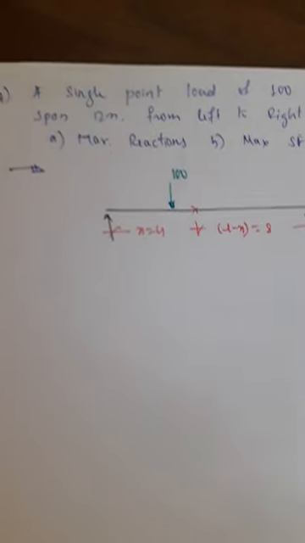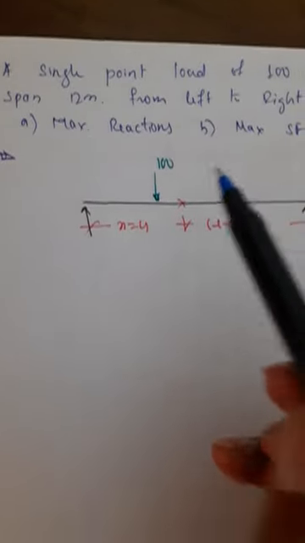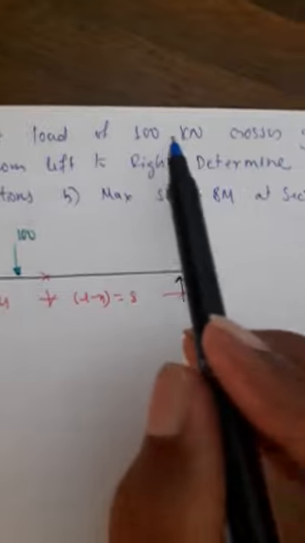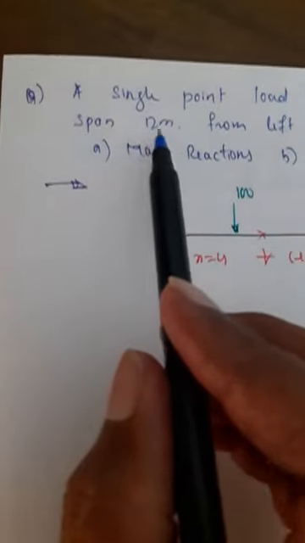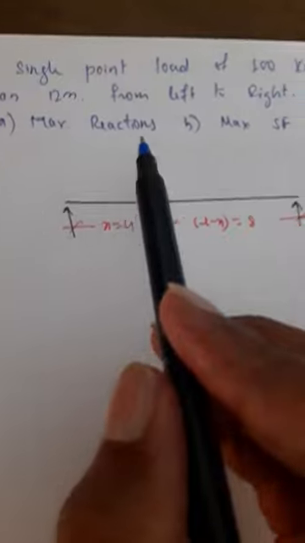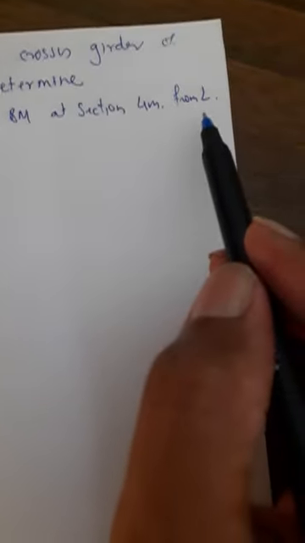Hello friends, today we'll start with numerical examples on influence line diagrams. So today we'll take up a single point load example. A single point load of 100 kilonewton crosses the girder of span 12 meters from left to right. Determine maximum reactions, maximum shear force and bending moment at section 4 meter from left.